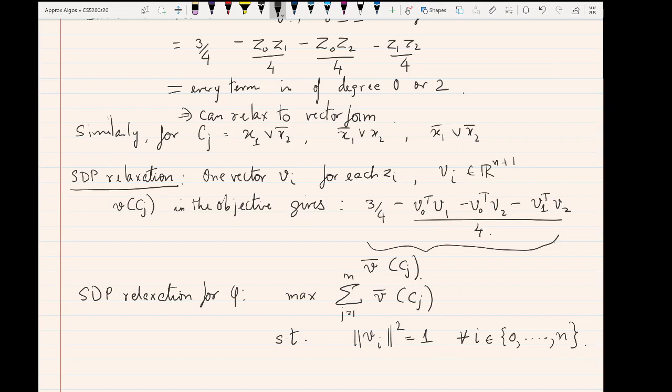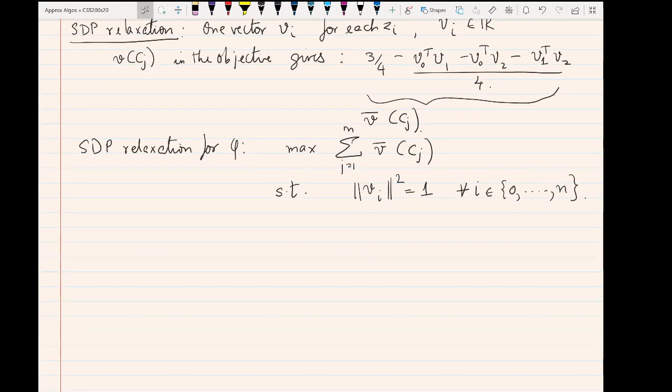So just a small point about the role of the vector v0 in all this. V0 is kind of denoting the fixed vector which denotes the zero assignment to a variable. So this is all in n+1 dimensional space. Now if a vector for a variable i is close to v0, then you would expect that the SDP is telling that you should assign this variable i also a value of 0 in the final assignment.